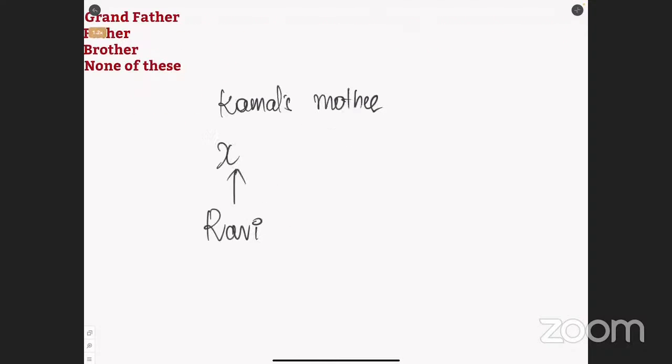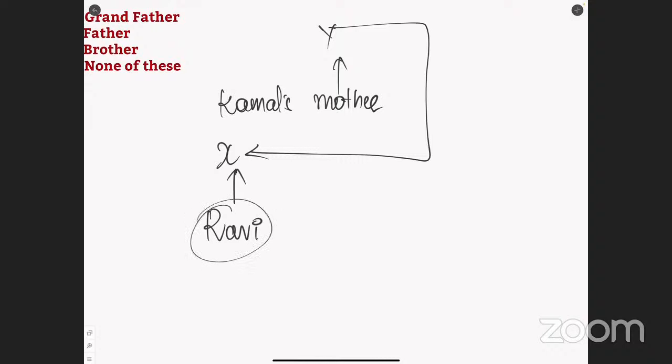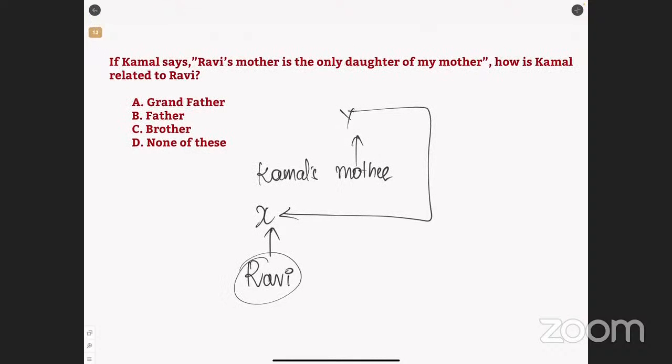Kamal's mother, let's call her Y. And she has a daughter X. And that X is Ravi's mother. This is the equation so far. Once again, Ravi's mother X is the only daughter of Kamal's mother Y. Now, how is Kamal related to Ravi? In this case, Kamal would be Ravi's uncle.